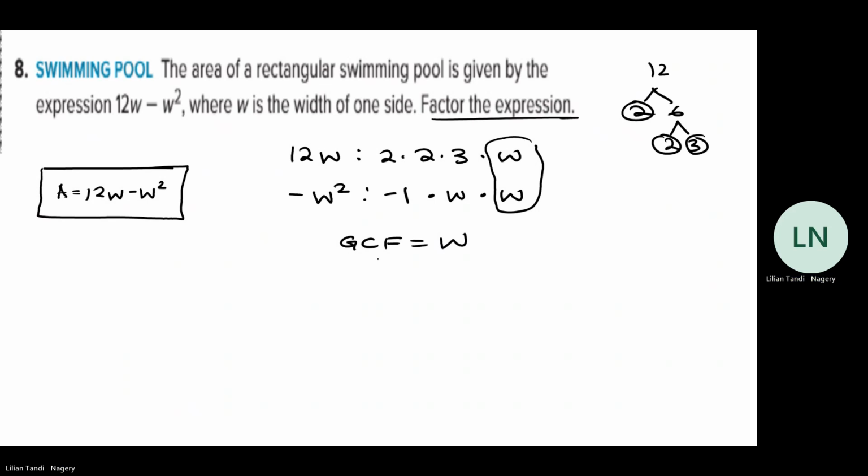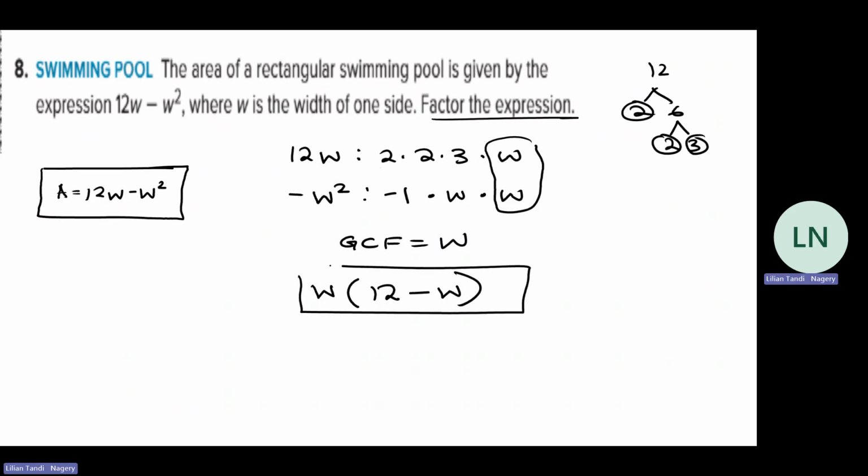Okay? So then what is your outside? W. What are you left with? 4 times 3, which is 12. And then minus w. And you box your answer. W times 12, 12w. W times negative w, negative w squared. So you know you're correct.